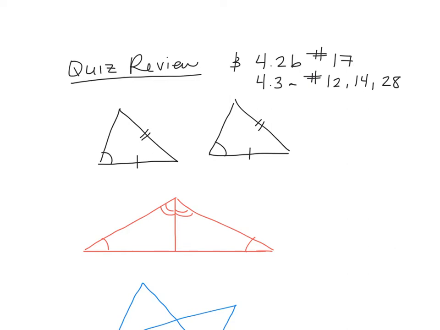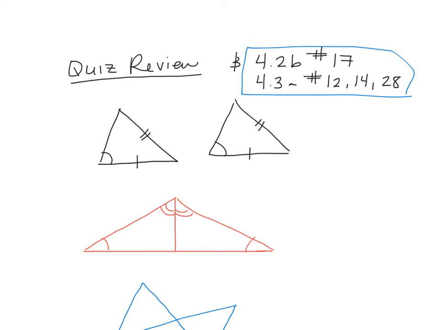Okay guys, I'm going to do a little bit of quiz review with you at the beginning, and then I'm also going to go over some of the homework questions, some of the proofs. So the proofs that I'm going to do with you are these guys here. 4.2b, it's number 17. 4.3a, it's 12, 14, and 28. And I will try and keep this short and sweet and to the point so you can get going on your other stuff.